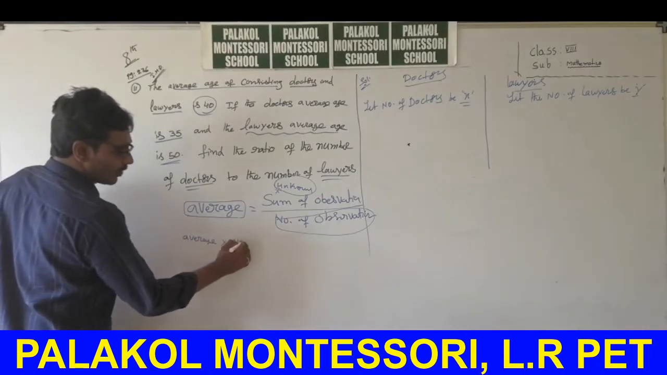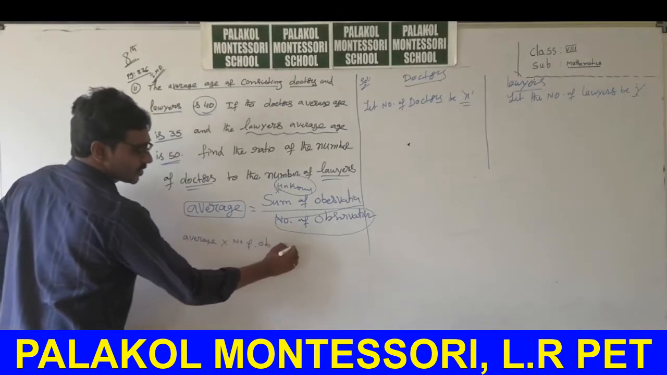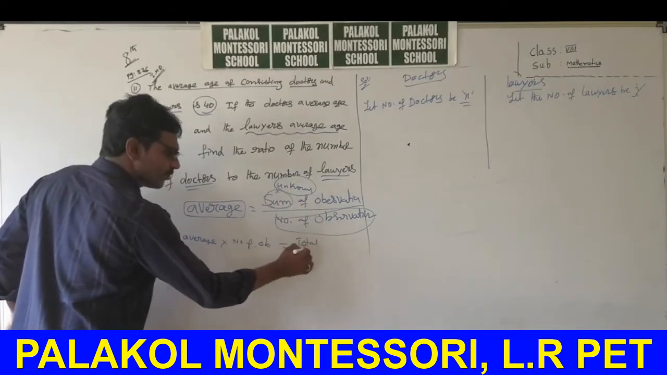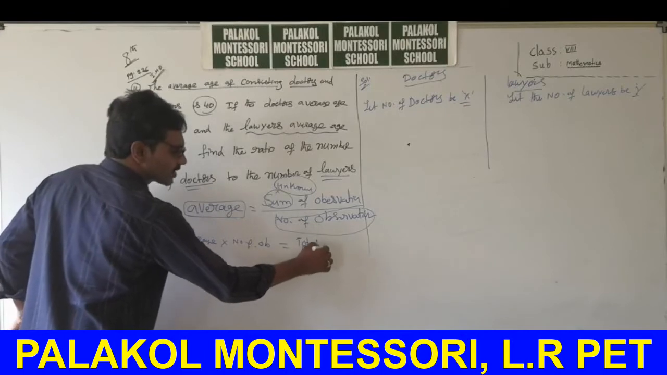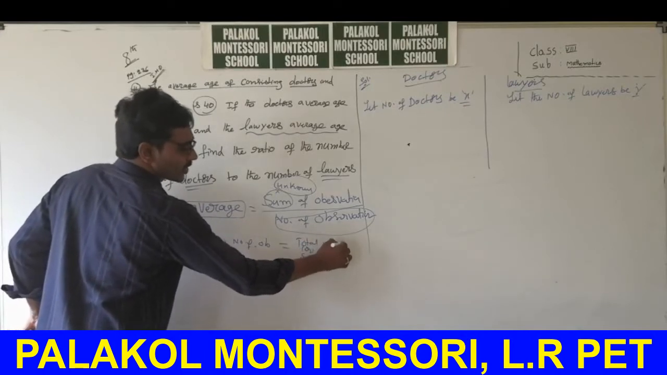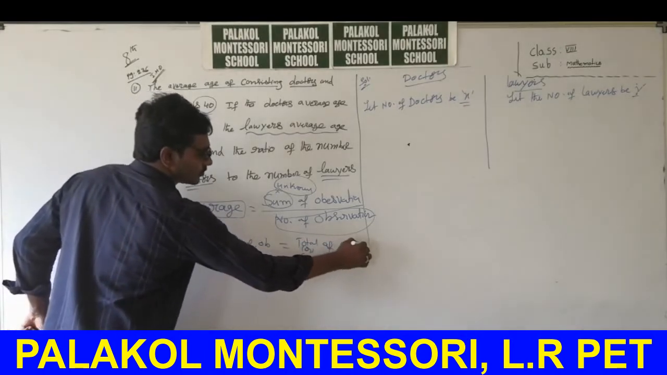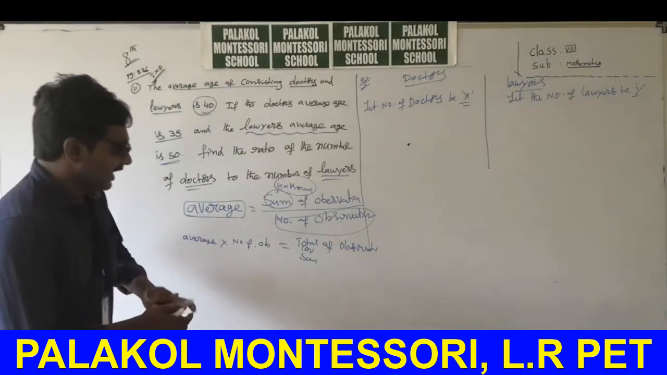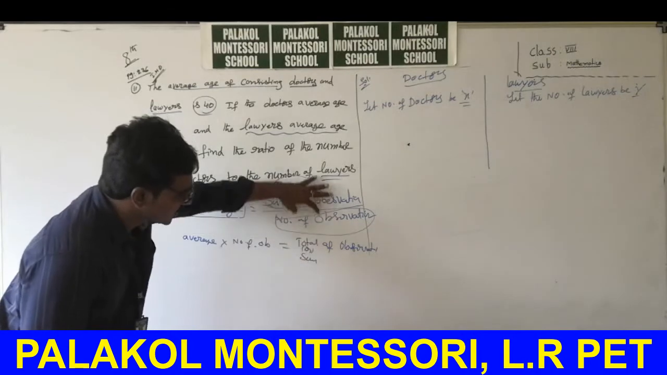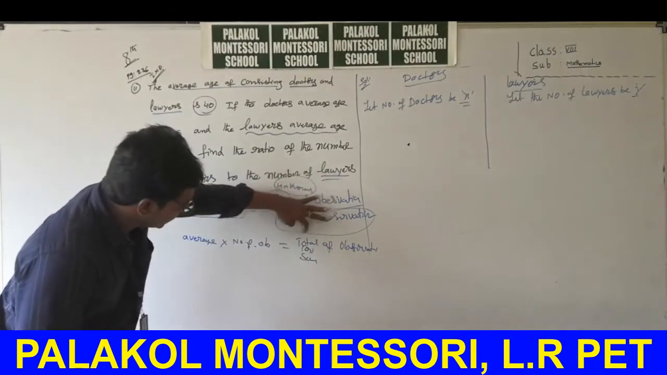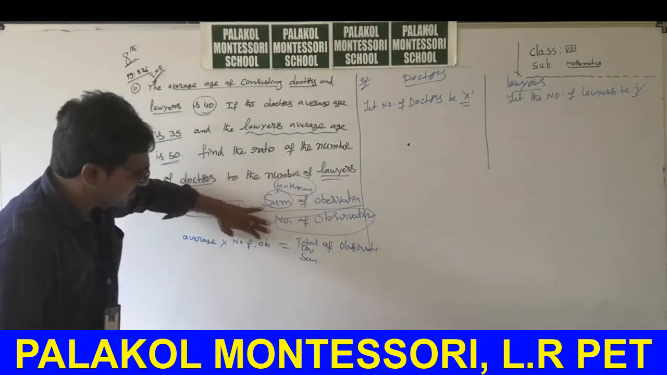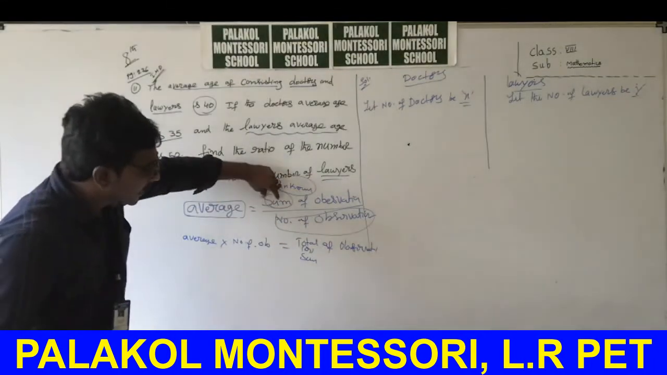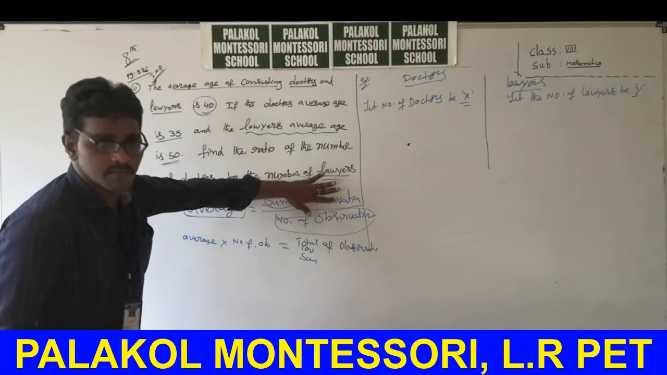Average into number of observations is equal to the sum of observations. Sum means you take the total. Is it clear? So here, the number of observations is divisible, and this side, average into number of observations. Clear? Now you get the sum of observations.